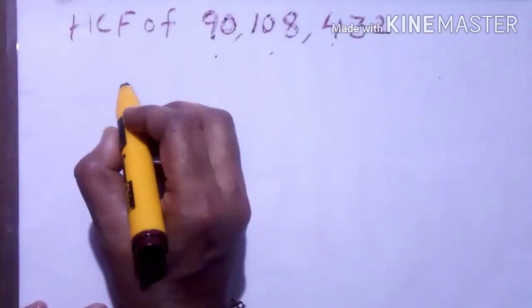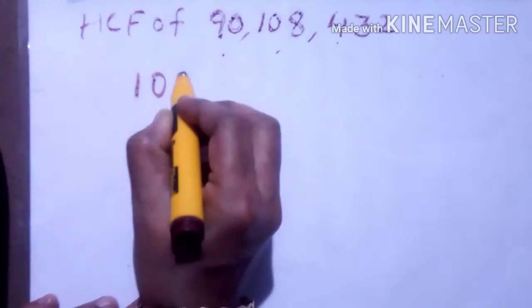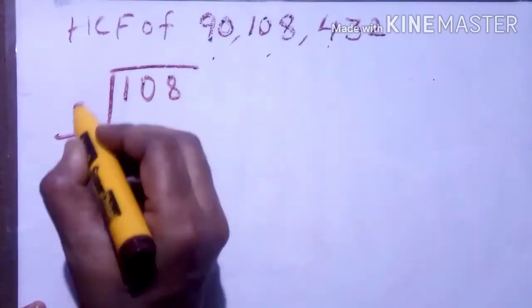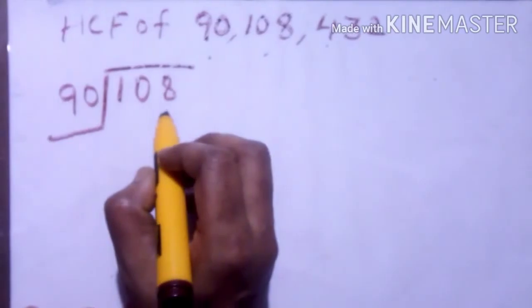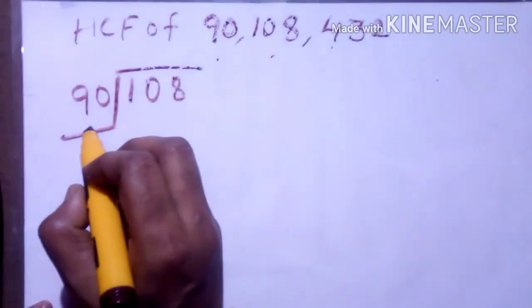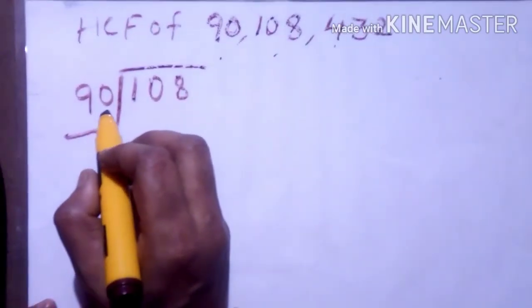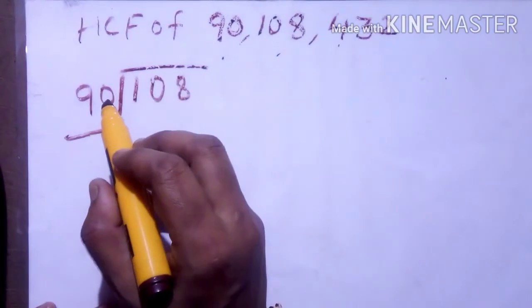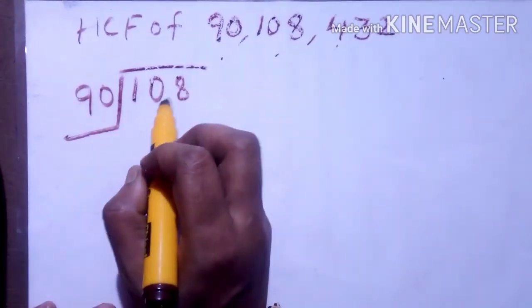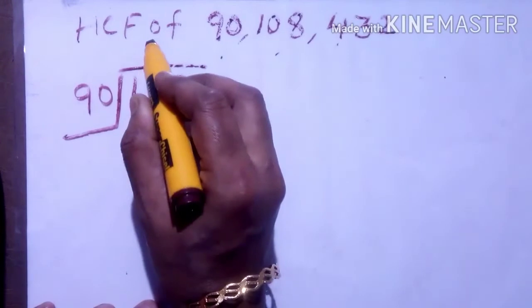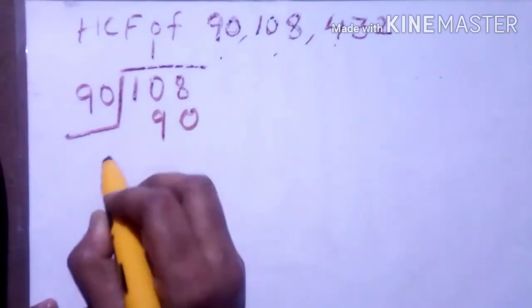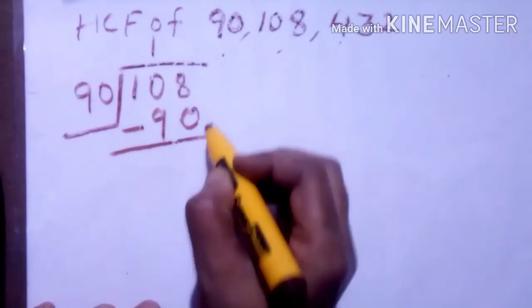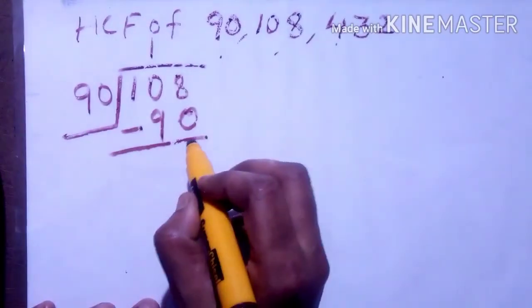So we'll take 108 as the dividend and 90 as the divisor. So we have to divide 108 by 90. Clear? How many times does 90 go into 108? 1 time. You take 1 times 90, which is 90. Now subtract. When you subtract, you get 8.